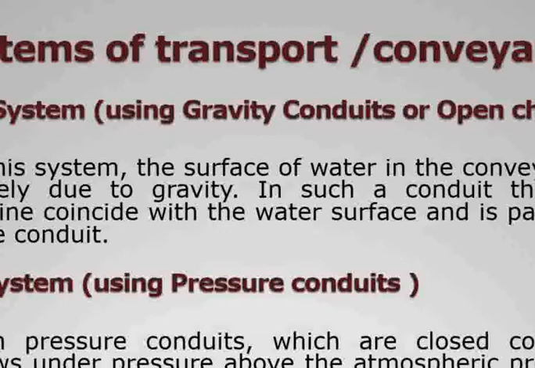So hydraulic gradient line, I hope you are all familiar with it. You would have studied that in your fluid mechanics too. It is a line which connects the piezometric head of flowing water at various points. So in the gravity system or the free flow system, we see that the hydraulic gradient line will coincide with the surface of the water and it will be parallel to the bed of the conduit.